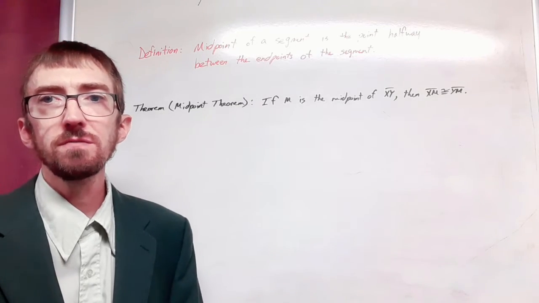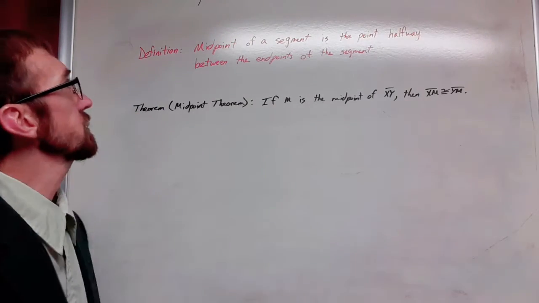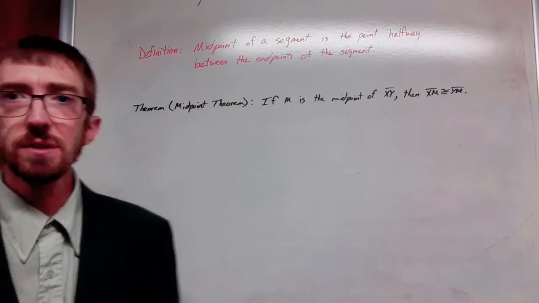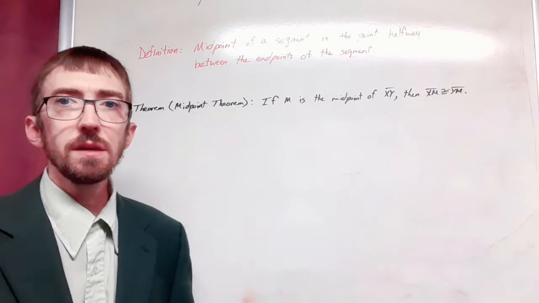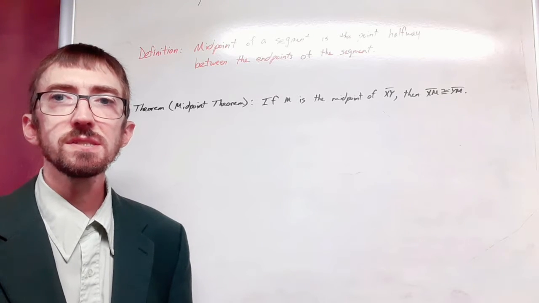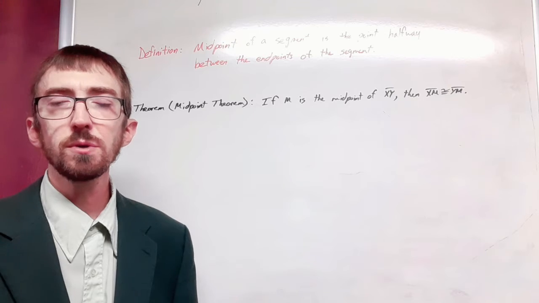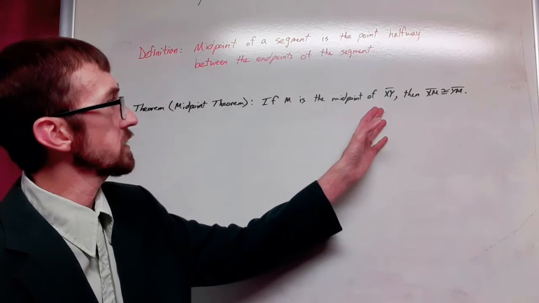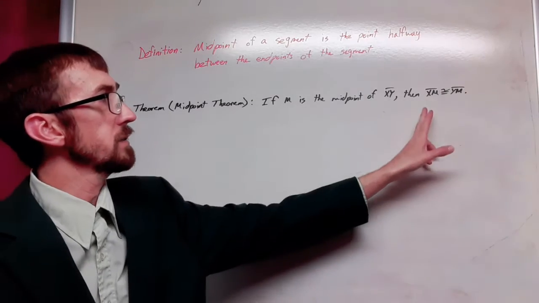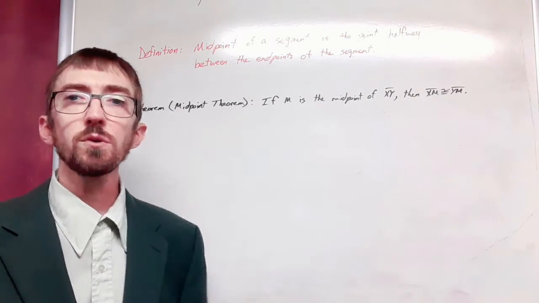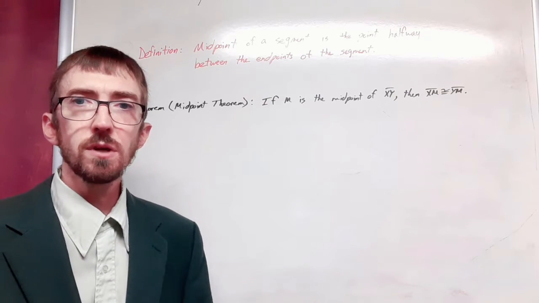Alright, I have the definition of midpoint on the board. It tells us that the midpoint of a segment is the point that is halfway between the endpoints of the segment. And then I also have the midpoint theorem on the board, and it says that if M is the midpoint of segment XY, then segment XM is congruent to segment YM. And we're going to prove that with a two-column proof.